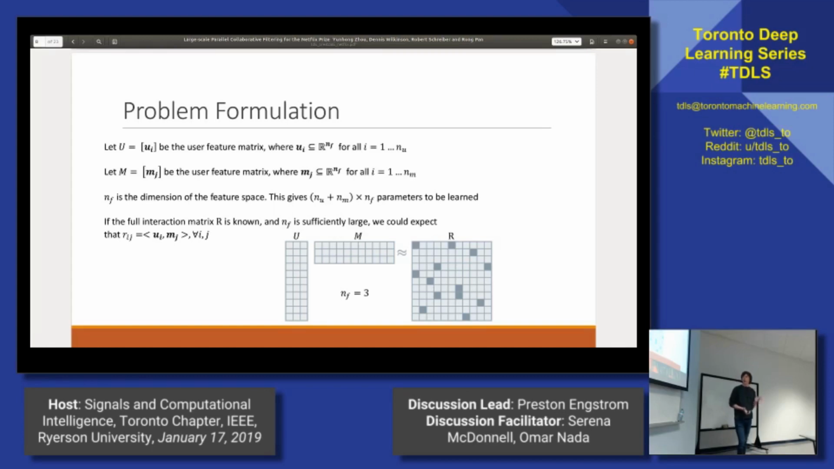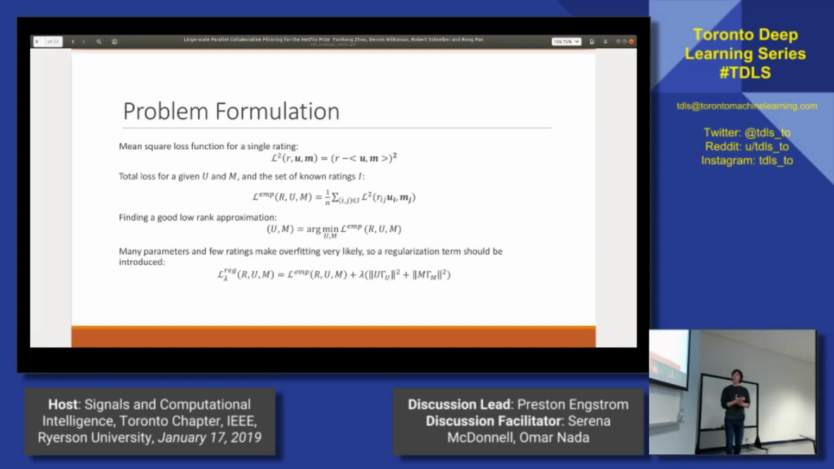Given that the Netflix prize has over 48,000 movies and quite a few hundred thousand users, that's a lot of parameters to learn, because each index of those dense matrices is a parameter. So we have to consider how we're going to approach that problem.